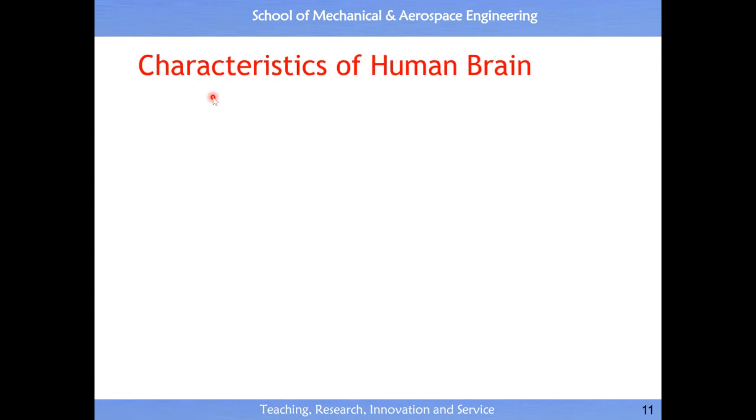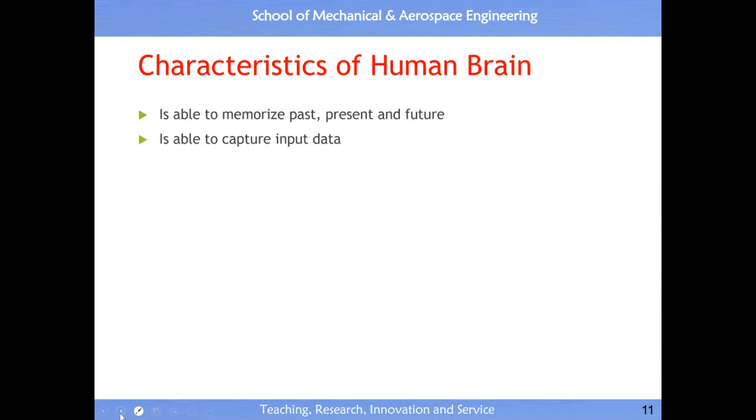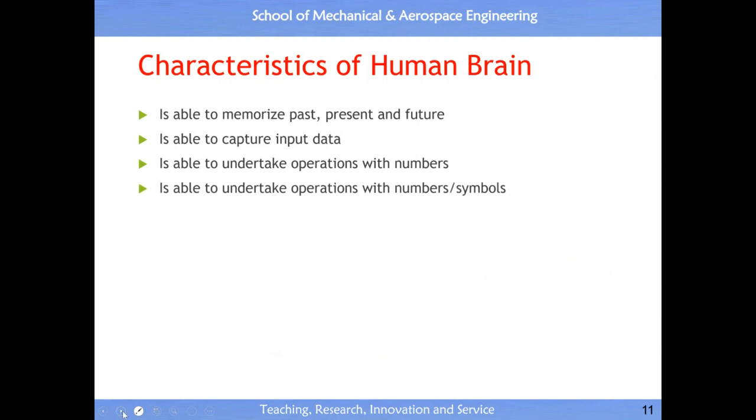Then what are the characteristics of the human brain? And I just list down all these things. Okay, we are able to memorize data, past data, present data. We are also able to interpolate new data in future. Okay, our brain can take input, can undertake computation with numbers, can play with symbols. Okay, and also produce output. For example, we can speak out. Okay, we can write, we can talk, etc.